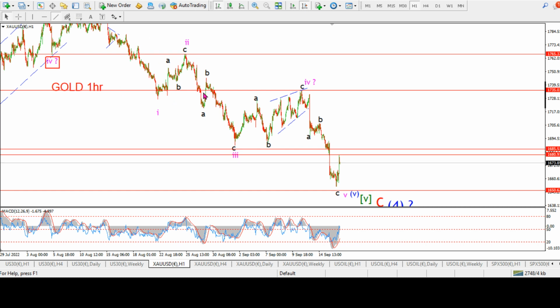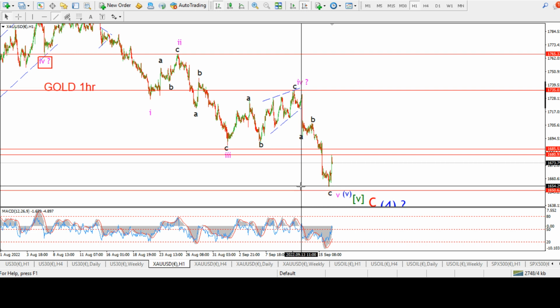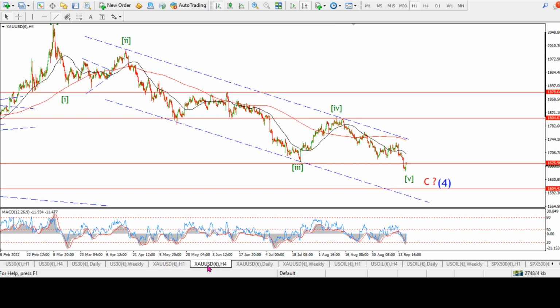So we could say that the whole thing is an ending diagonal, and we are now at least almost complete, if not complete, at today's session lows. If it's an ending diagonal, then we may have completed at 1653. If not, we could fall back, on the 4-hour count, towards the lower end of this trend channel here, which could see a break of 1600.